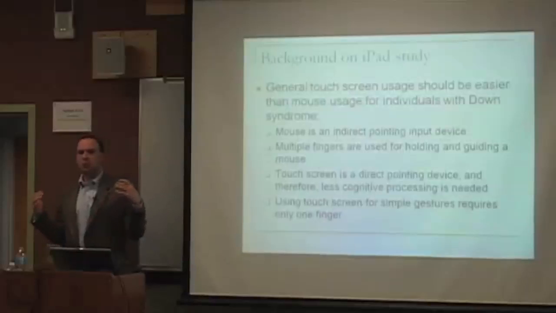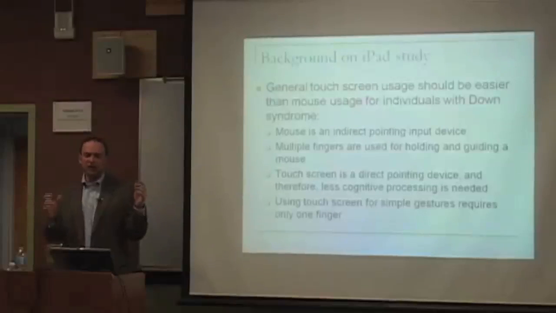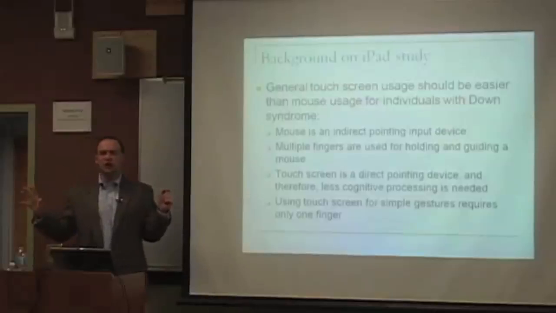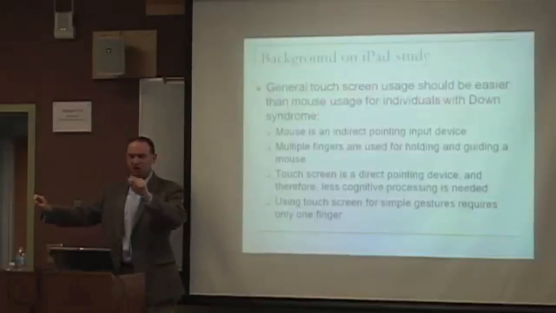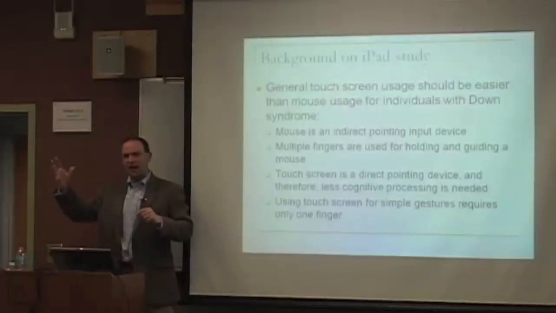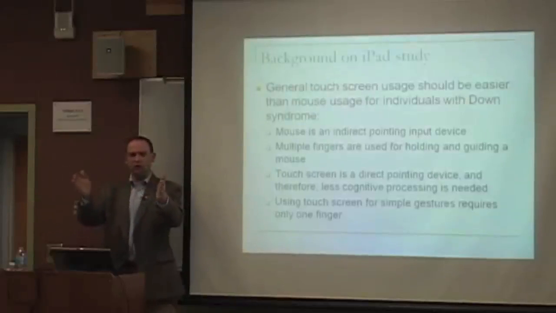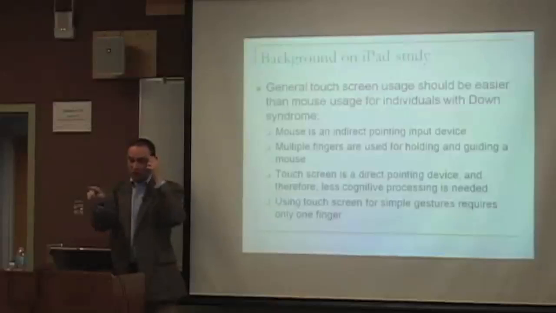Now, we had sort of hypothesized that probably touchscreen usage should be easier, because rather than a mouse where you're moving your hand over here and you see the pointer move over here where it's indirect, and you also have to have multiple fingers for grasping it. If you have like an iPad, guess what? You can use only one finger. It's direct. You see the pointing, it moves on the screen. So it's much more direct in terms of pointing.